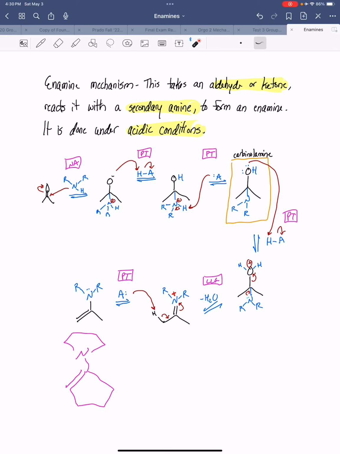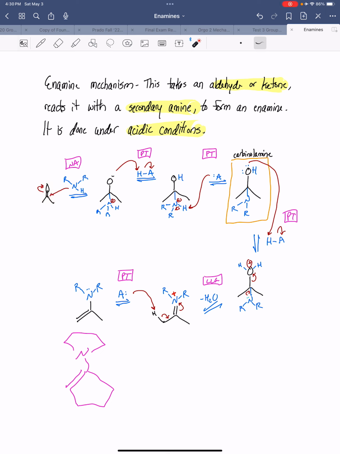Okay guys, today let's talk about how to perform the enamine mechanism. This mechanism is generally going to be found in the chapters involving aldehydes and ketones. It involves a secondary amine, which means a nitrogen attached to two R groups, and then it's going to react with the carbonyl of an aldehyde or ketone under acidic conditions.